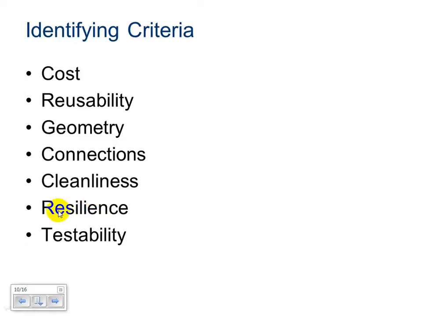Resilient means people are going to be playing with these puzzle cubes, trying to put them together and take them apart. So are they going to be able to put them together and take them apart multiple times without them falling apart or getting distorted? And that kind of falls along with testability. How easily is it going to be able to, in order to test these, put them together and take them apart multiple times?